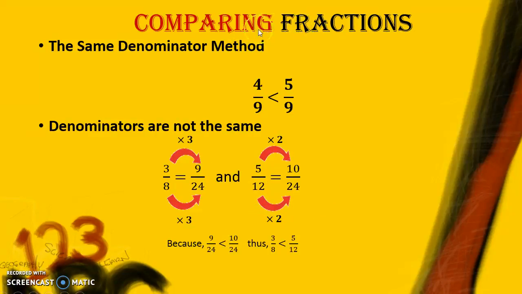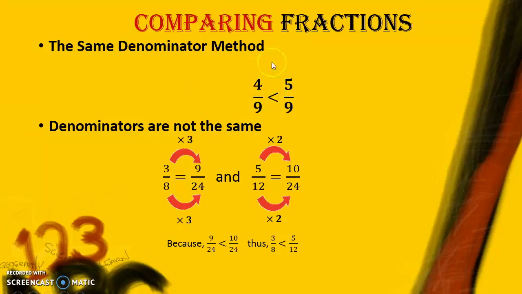Comparing fractions. Comparing fractions has two methods. Firstly, comparing fractions with the same denominator. For example, 4 over 9 and 5 over 9. 4 over 9 is less than 5 over 9. This is because 4 is less than 5.